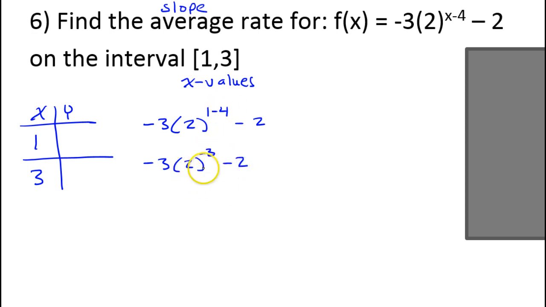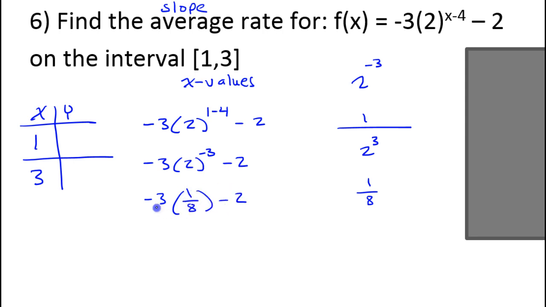Now please understand that 2 to the negative 3 power is, I'm going to do this off to the side, 2 to the negative 3 power. That's the same thing as 1 over 2 to the third power. And 2 to the third power is 8, so that is 1/8. So that is what we have right here. So we have negative 3 times 1/8 minus 2. Now this is like negative 3 over 1. So multiplying straight across, we get negative 3 over 8 minus 2.